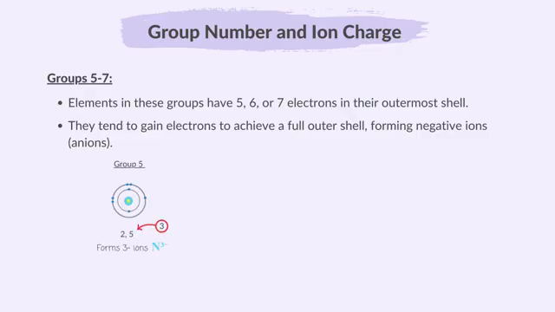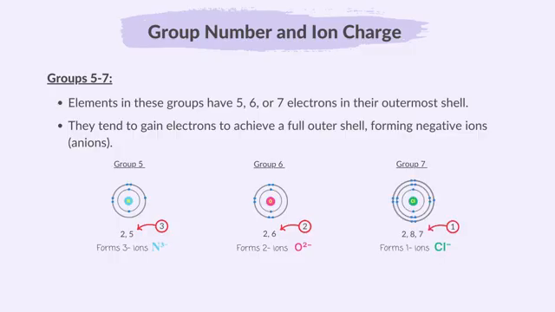In group 5, elements have 5 electrons in the outer shell and form 3 minus ions. Example: N3-. In group 6, they have 6 electrons in their outer shell and form 2 minus ions. Example: O2-. And in group 7, they have 7 electrons in the outer shell and form 1 minus ions.